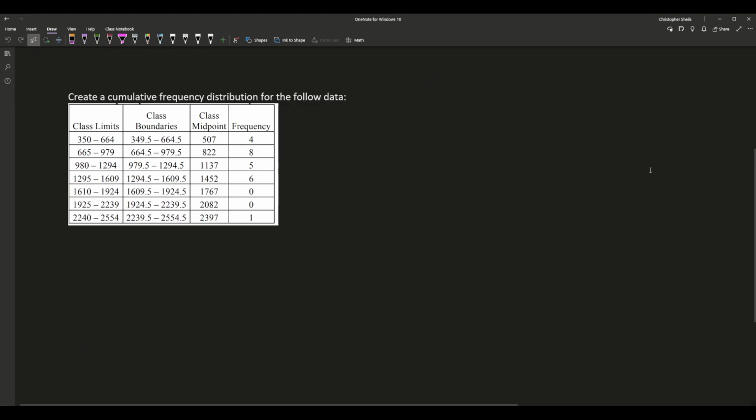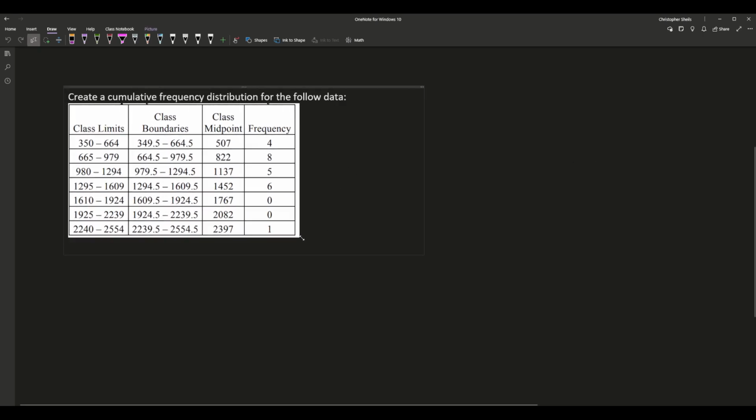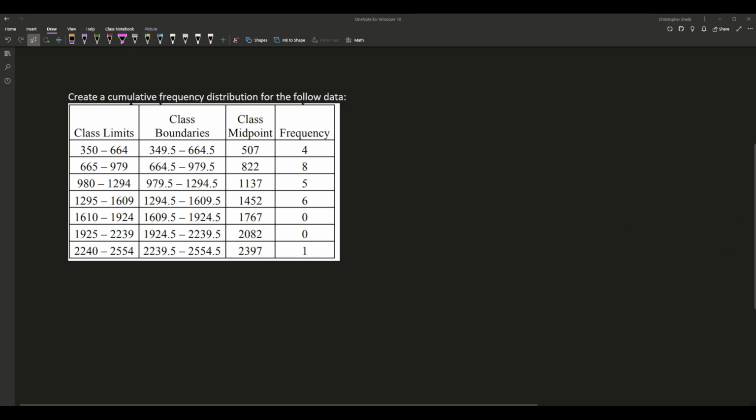So we're going to create a cumulative frequency distribution for this data. This was the student rent data that we looked at previously. When doing this, we want to ask ourselves how many data points fall below each boundary. So below 349.5, there are 0 data points. Below this lowest lower class boundary, there are 0 data points.